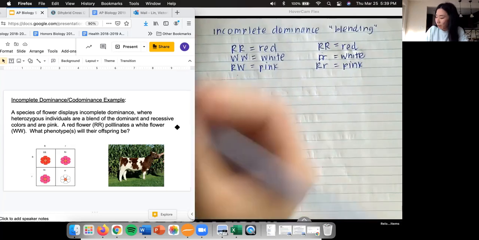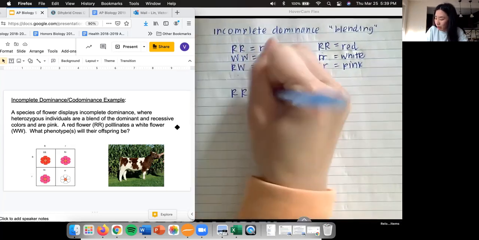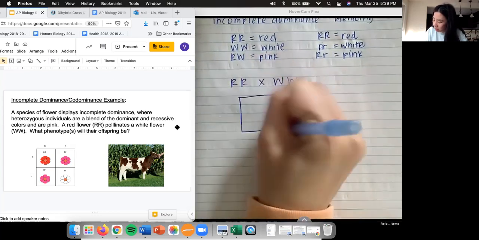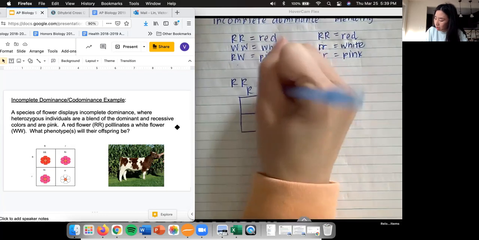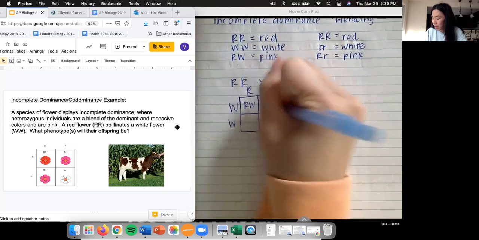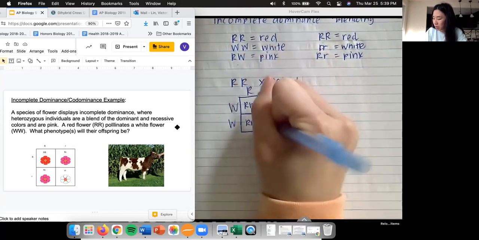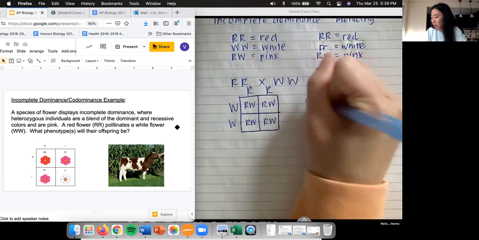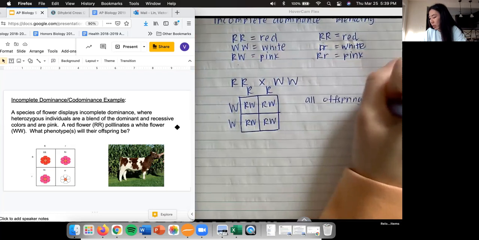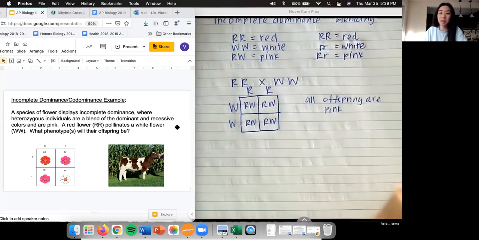Okay, so in this question, you have a red flower crossed with a white flower. If you do a Punnett square, RR, WW, pretty straightforward. All of them are going to be RW as their genotype. So all offspring are going to be pink in this case. All right, so this is an example of incomplete dominance or codominance.